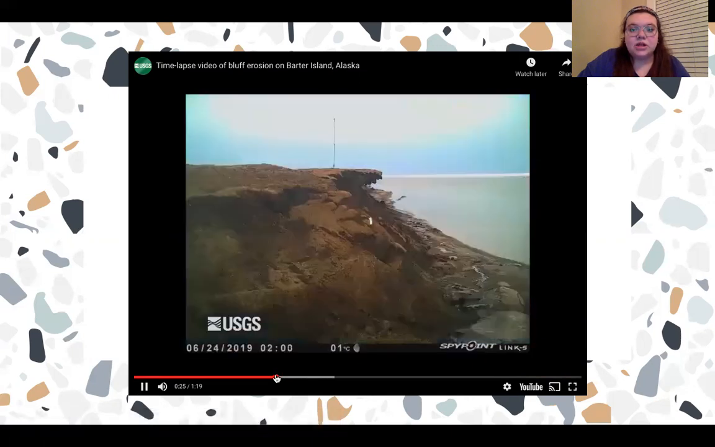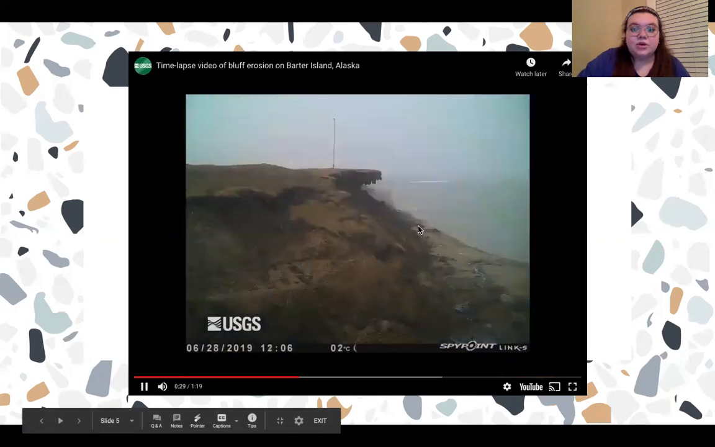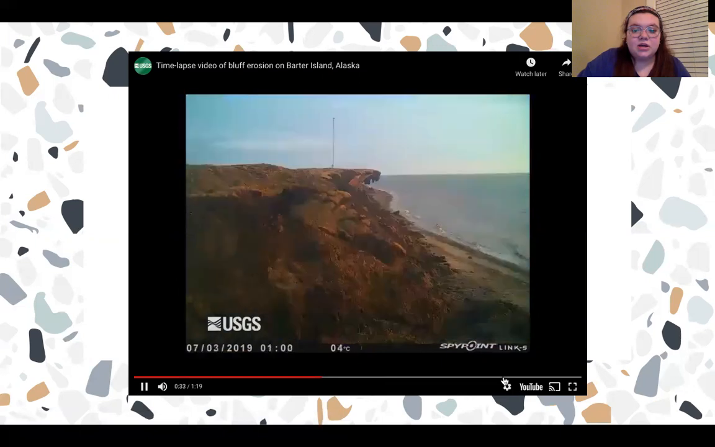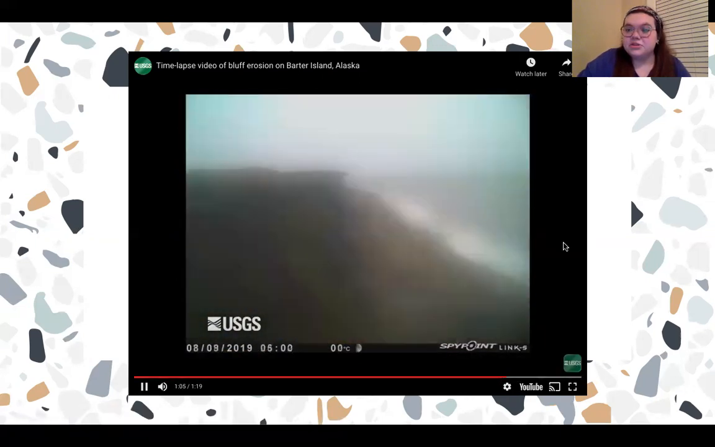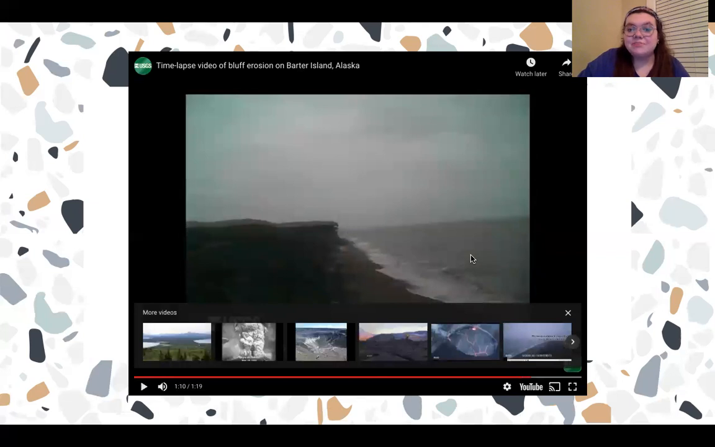And you can see how the different elements, like some days it's sunny, some days this water is really pulling up a lot of sand. Look how tall it is here at the beginning. And then by the end, it looks a little bit different. So that's a really cool way to show that weathering is happening, erosion is happening, and give some real world context.